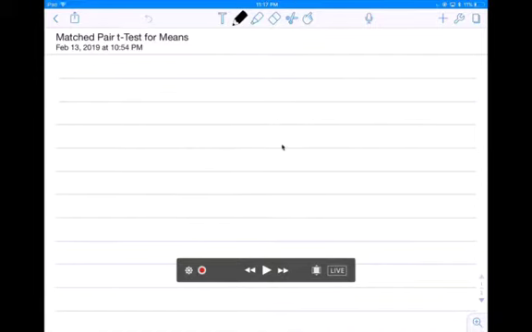Okay, so we're going to go ahead and start with the next topic, which is matched pair t-test for means. This is kind of a combination of both the comparing two means, so the difference of means that we did in the previous topic, and a one sample t-test. It's a combination of the two, and you'll see why in a bit. Okay, what we're going to be working with in this particular topic is going to be paired data.